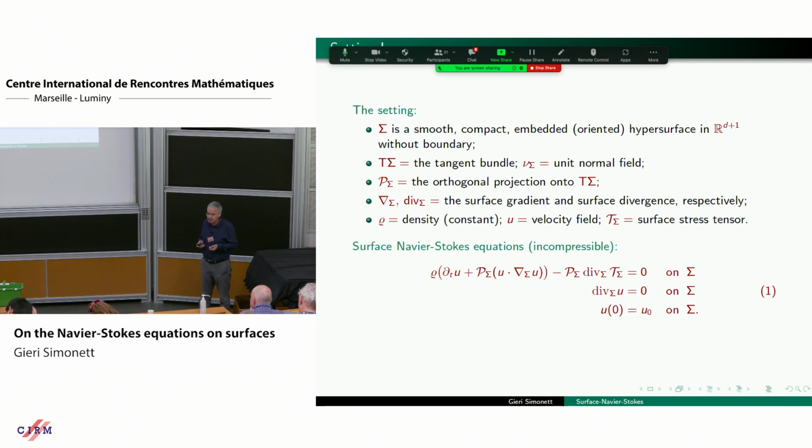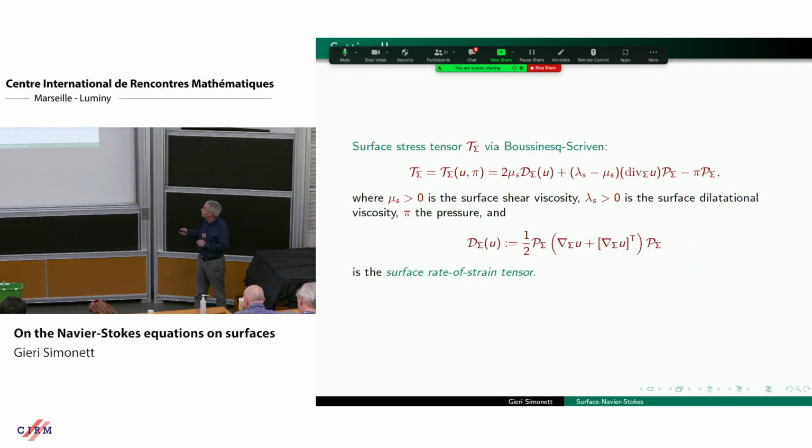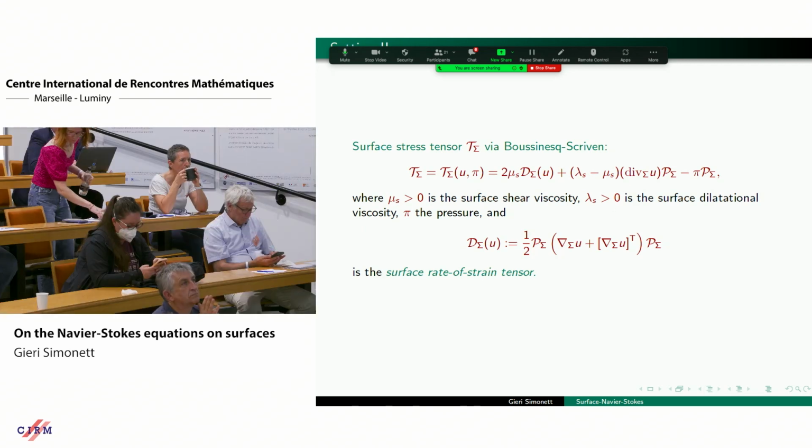If you look at the stress tensor, there is a well-known approach called the Boussinesq-Scriven approach, and usually you see that in the situation where you have bulk phases and a free boundary surface that separates the bulk phases, which is a material surface. The proposal is that you have a deformation tensor here, and then you write down what is also well known in Euclidean space, except that here you restrict yourself to the surface.